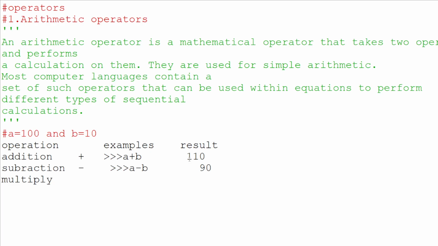Multiply, okay, star. Now let's see. B for multiplication, we use the star symbol. It will be 1000. After that, division, div. Its symbol is just slash. a slash b. Now it will be 10.